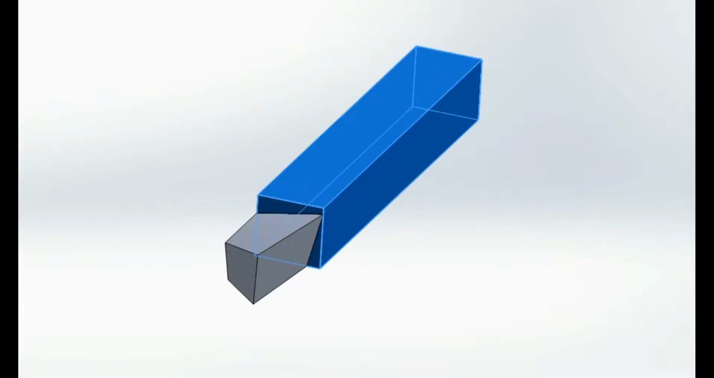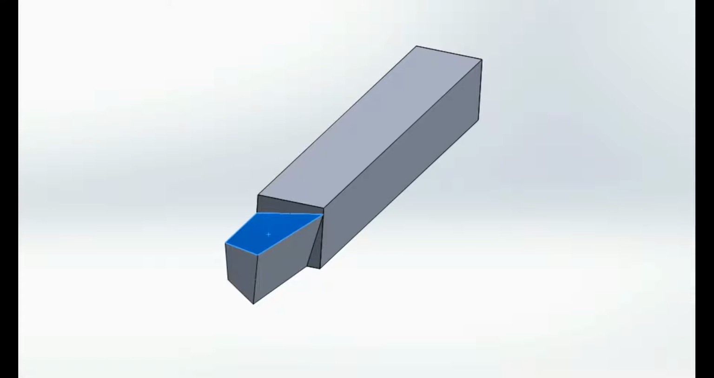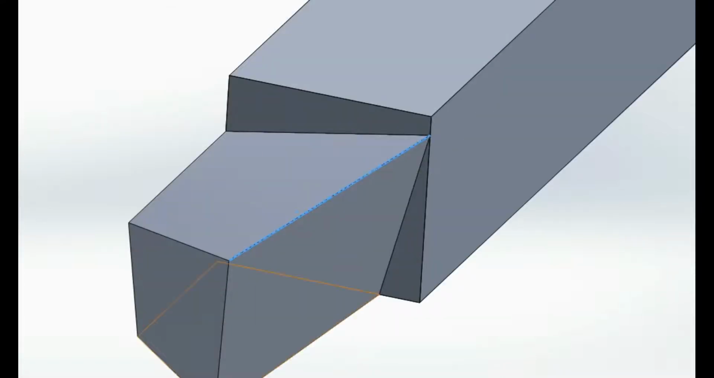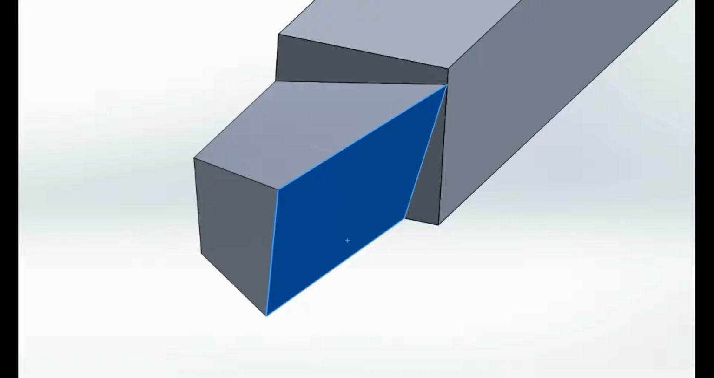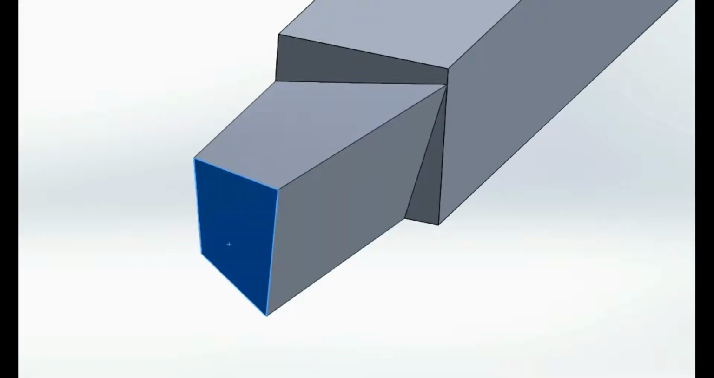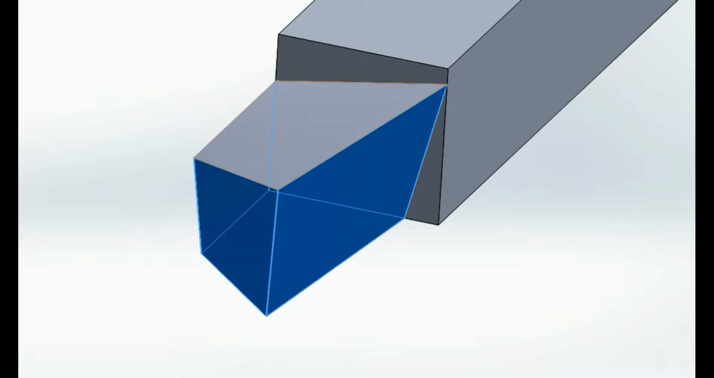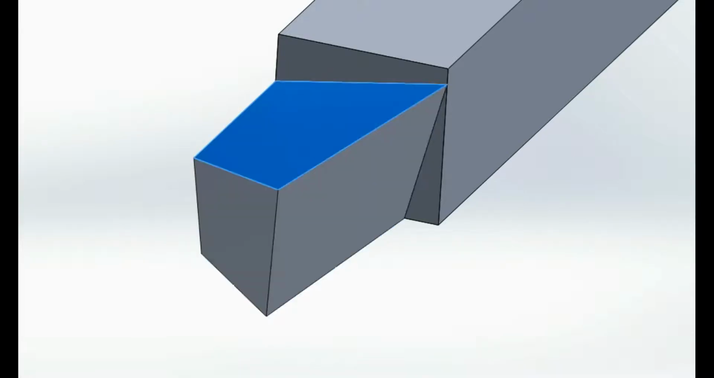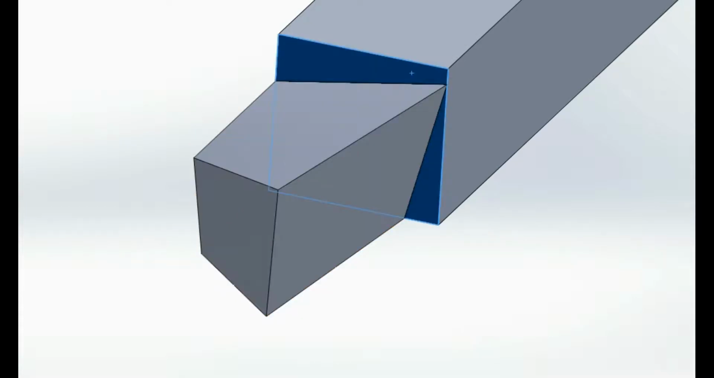This part is the shank, which is held at the tool post. This face is the rake face, over which the chip flows. This is the principal cutting edge, which does the cutting job. This one is the auxiliary cutting edge. This face is called principal flank and this one is the auxiliary flank. This point is called tool point or nose, where the two flanks and the rake face meet. This portion is called the heel.